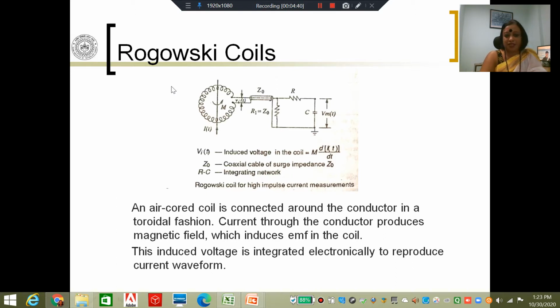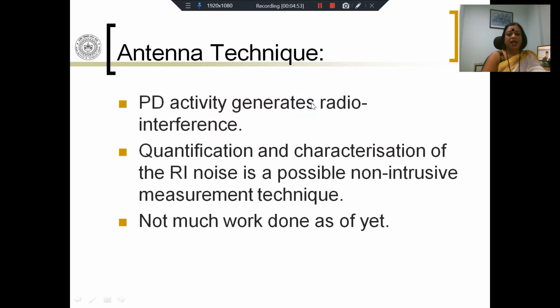So this is one technique in which we measure PD. This is still an electrical technique, but it is not the conventional electrical technique. This is not what we mean by the conventional PD detection circuit. Next, we come to the antenna technique. Now, we know that when a partial discharge happens, the partial discharge gives off energy.